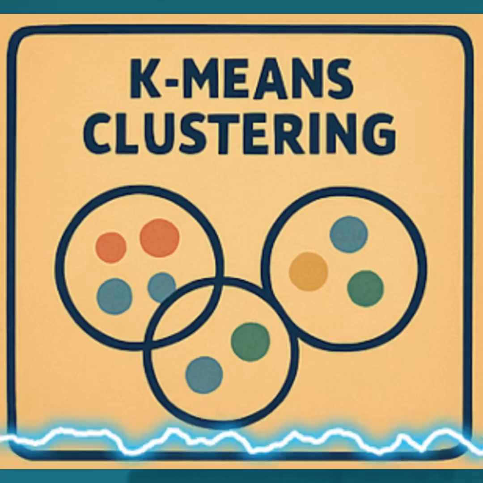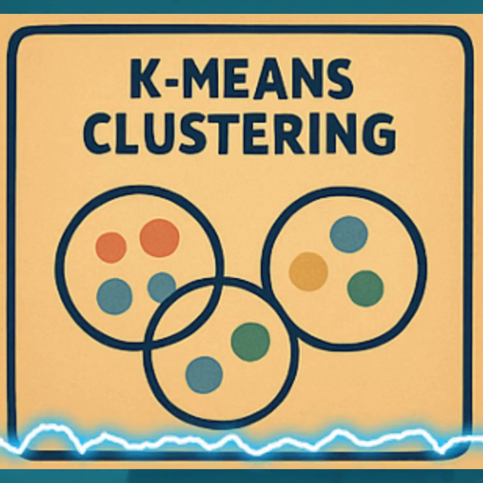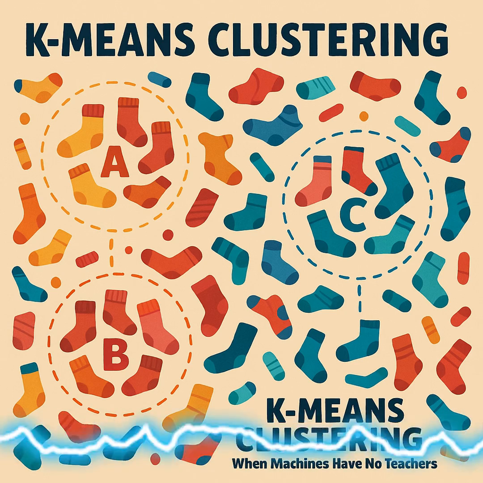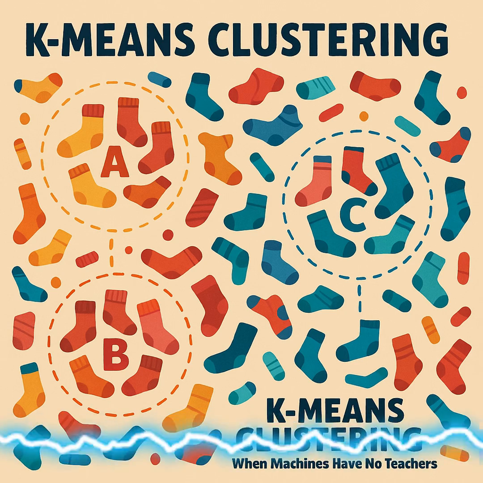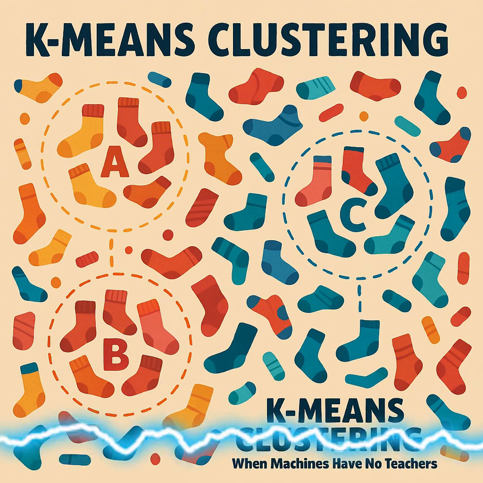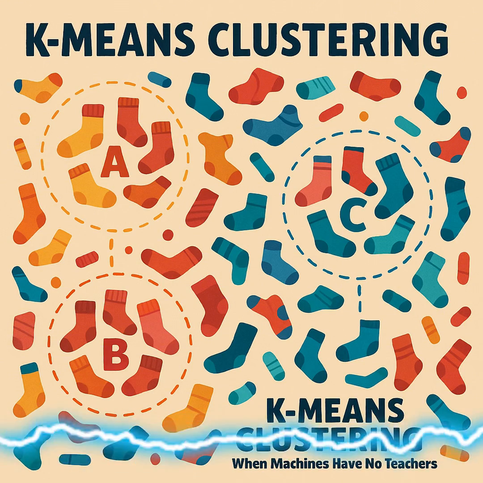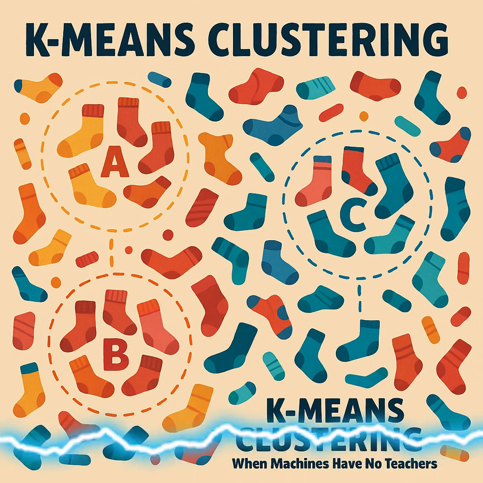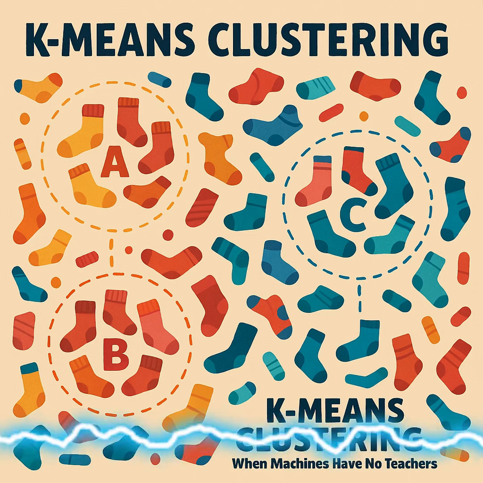Algorithm number 8, k-means clustering. Let's say you just finished doing laundry. You toss all your socks onto the bed. Some are black, some white, some colorful. Without thinking, you begin to group them. Black in one pile, white in another, colorful in a third. Congratulations, you just did a simple form of clustering. And that's what k-means clustering is all about.